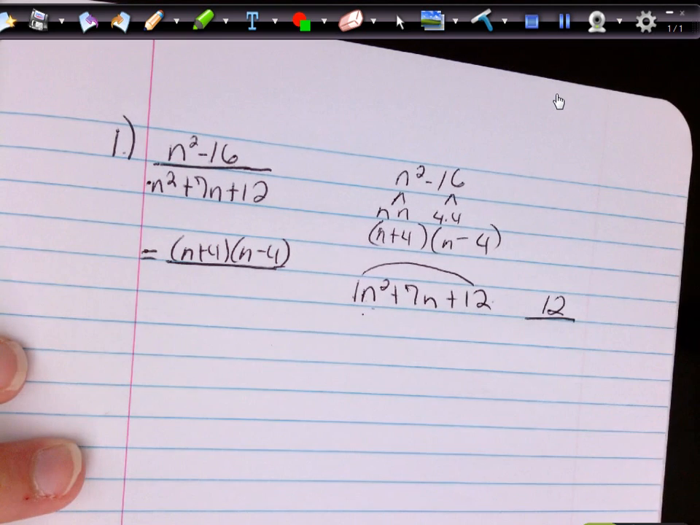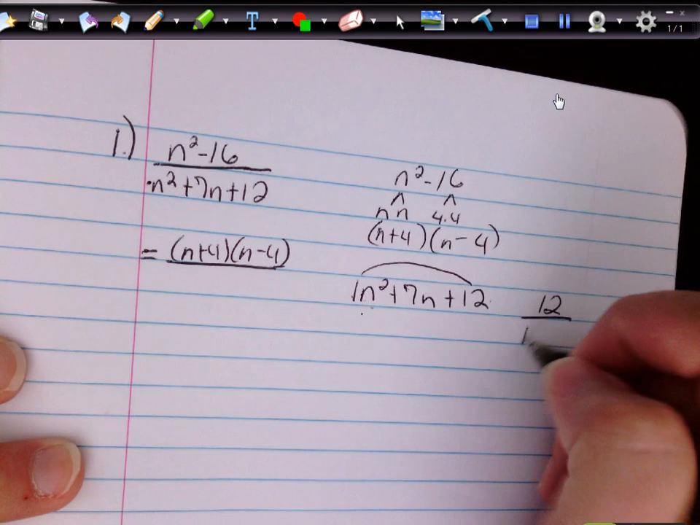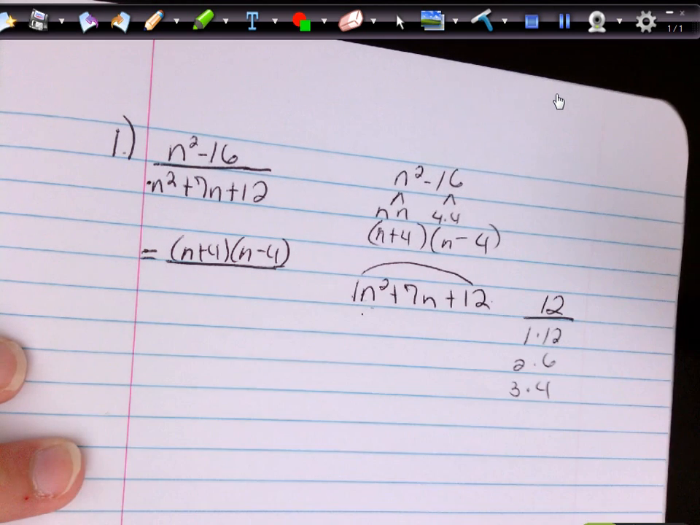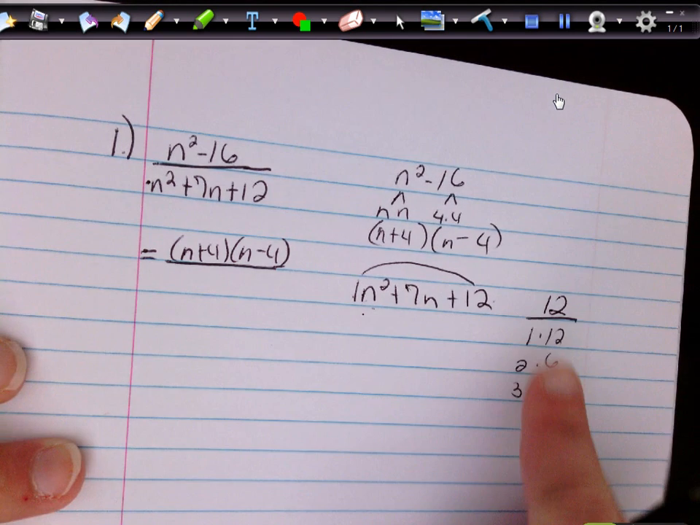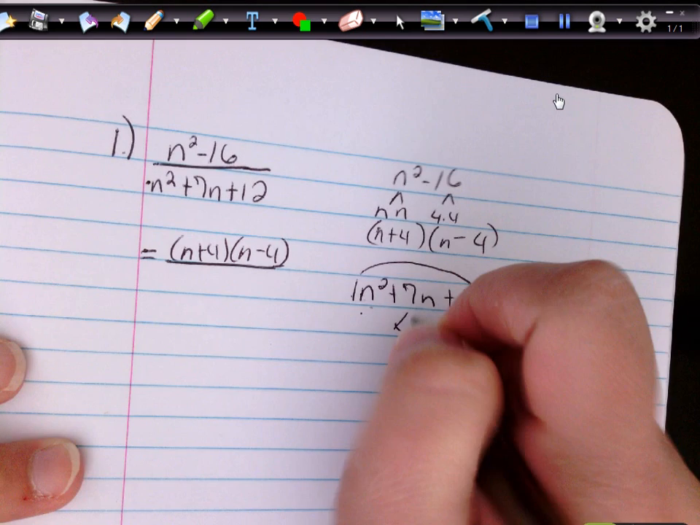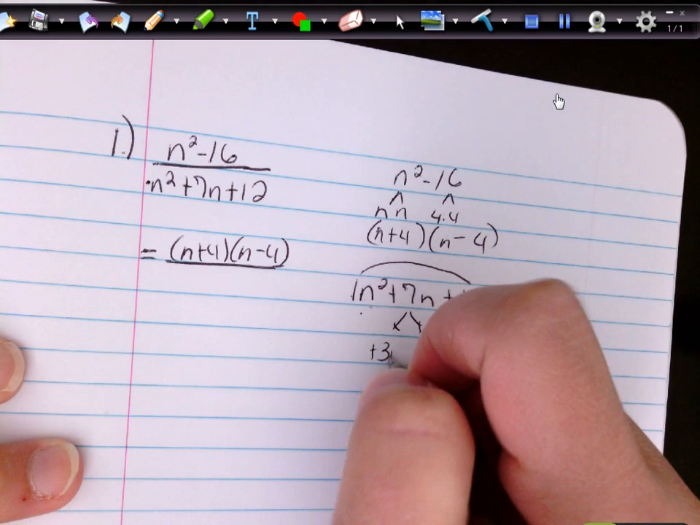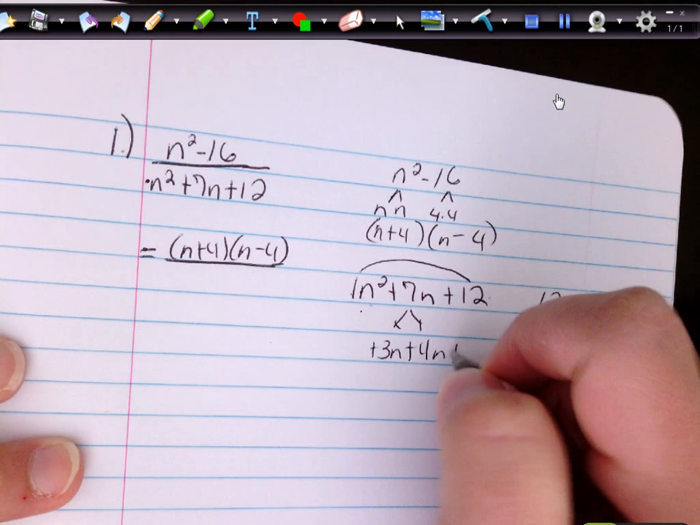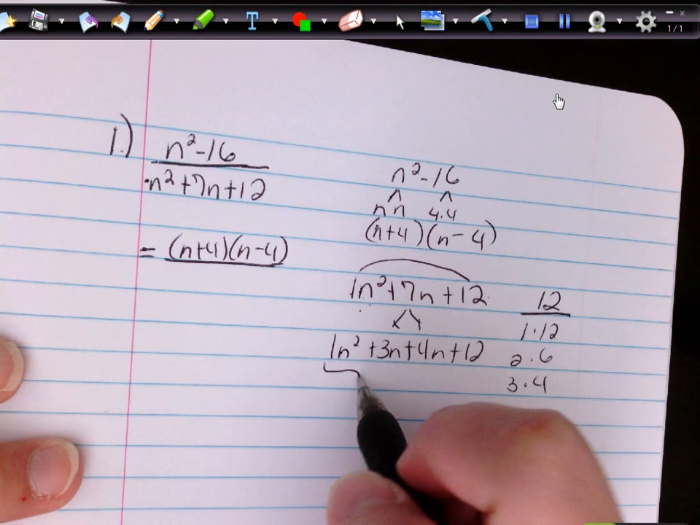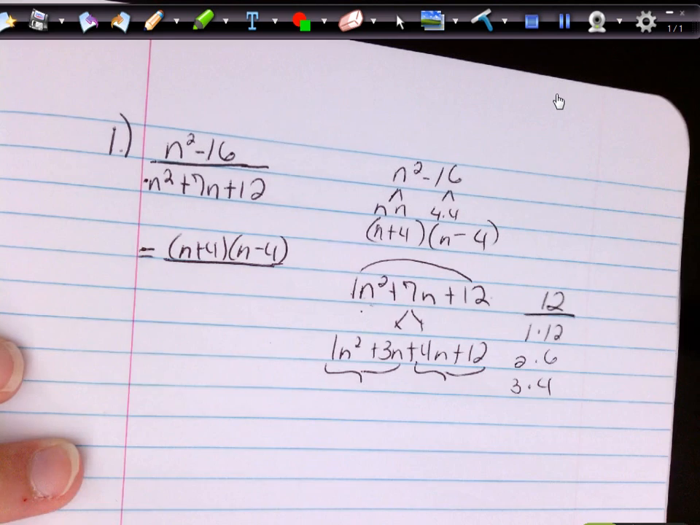12. And then I'm going to look at my factor sheet for my factors of 12. That's 1 and 12, 2 and 6, and 3 and 4. So then I'm going to look and say which of these factors add to this 7. That would be the 3 and 4. So I'm going to split it up, 3n and 4n. And then I'm going to factor by grouping. I'm going to group the first two and the last two.